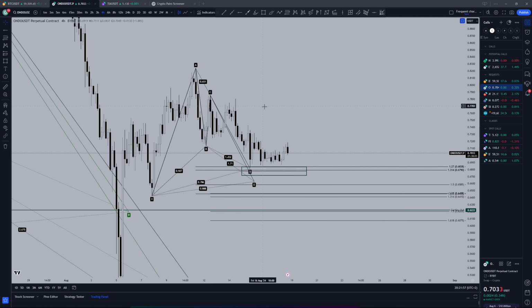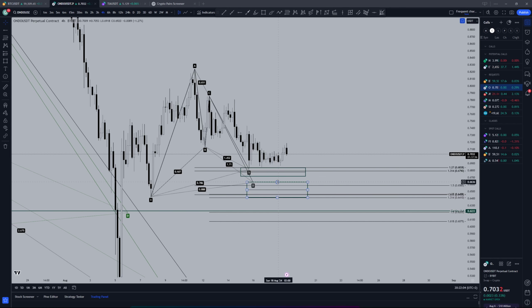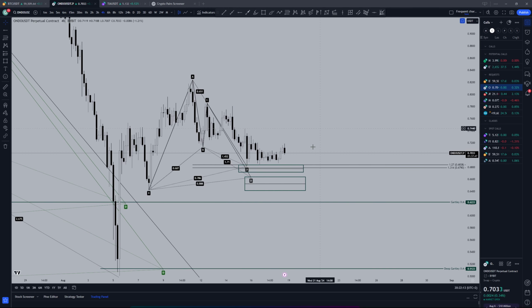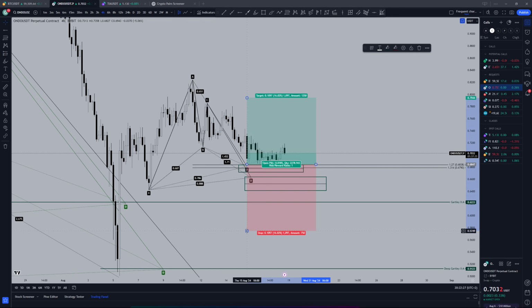So this one, let's see. And we can already see a nice little fib cluster forming. So I can just take this as my deep Gartley PRZ. I think if BTC were to actually go to our targets, then we would look for some bids right over in this box. So we would either take a play like this, or we can put our stop loss just below that PRZ.